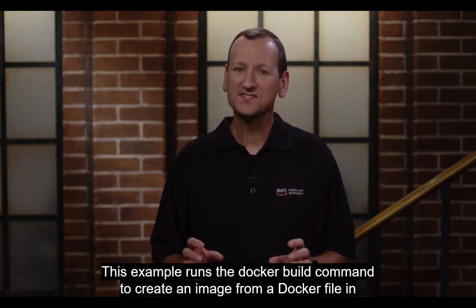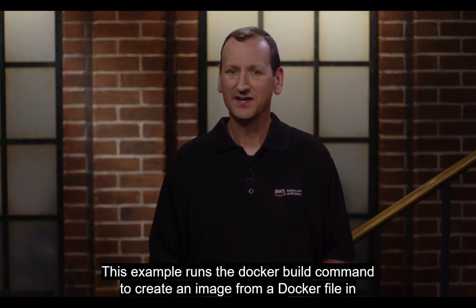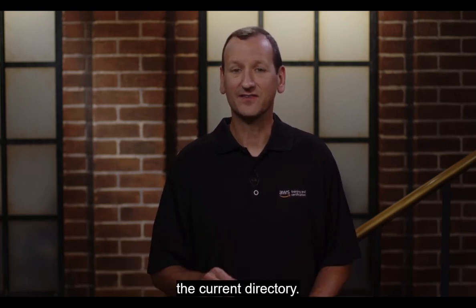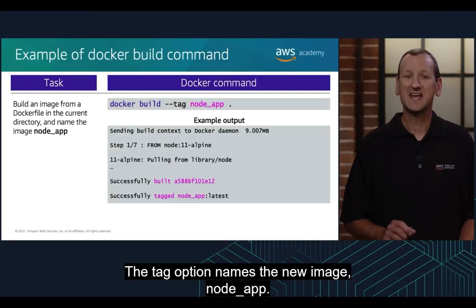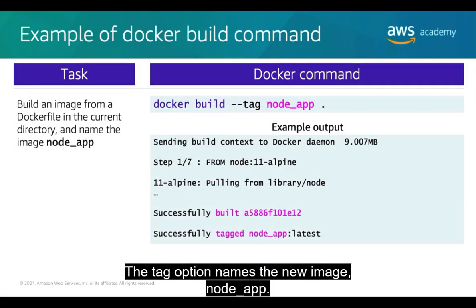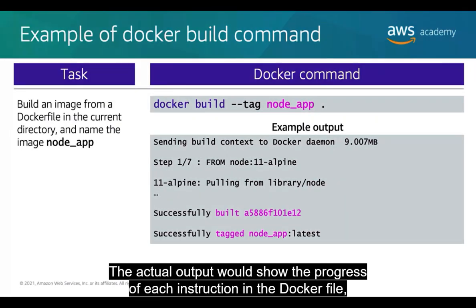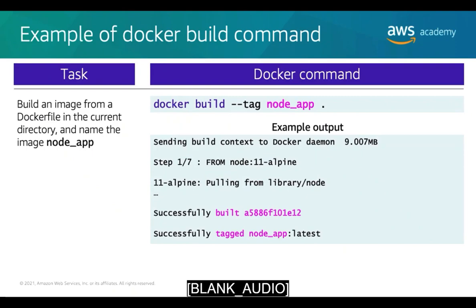This example runs the docker build command to create an image from a Dockerfile in the current directory. The tag option names the new image node_app. The actual output would show the progress of each instruction in the Dockerfile, steps 1 through 7.